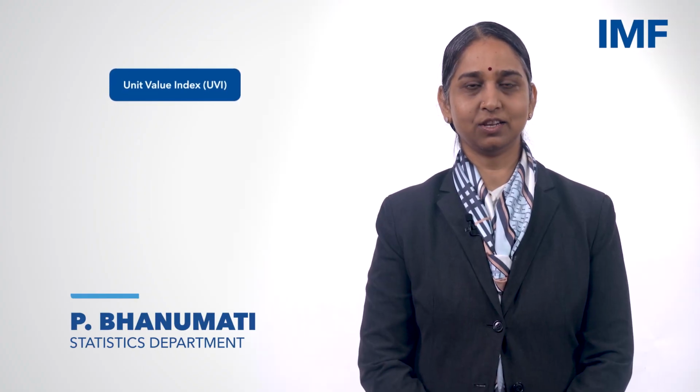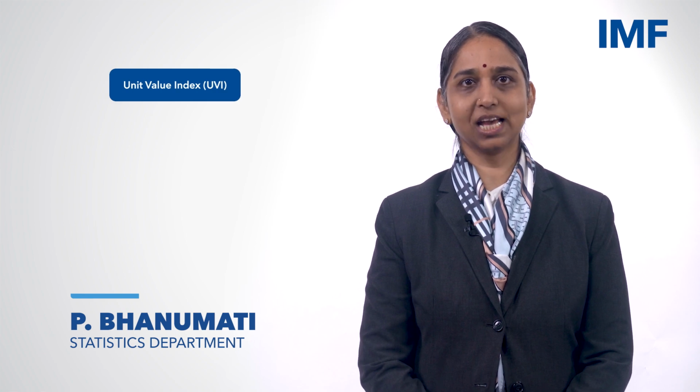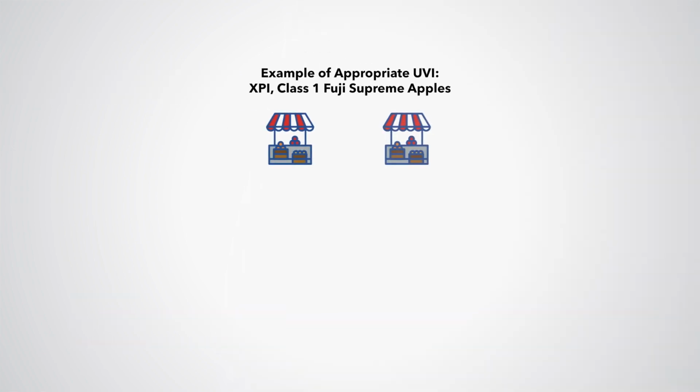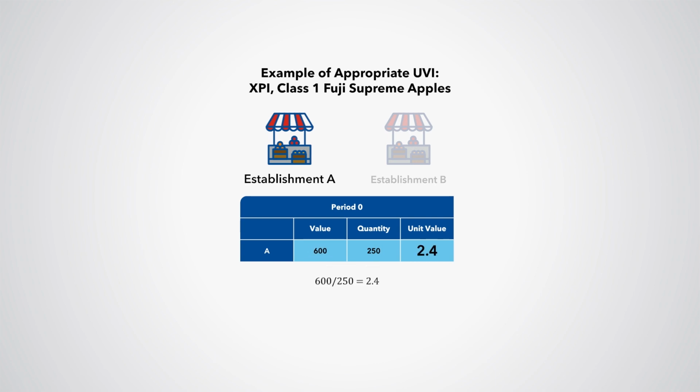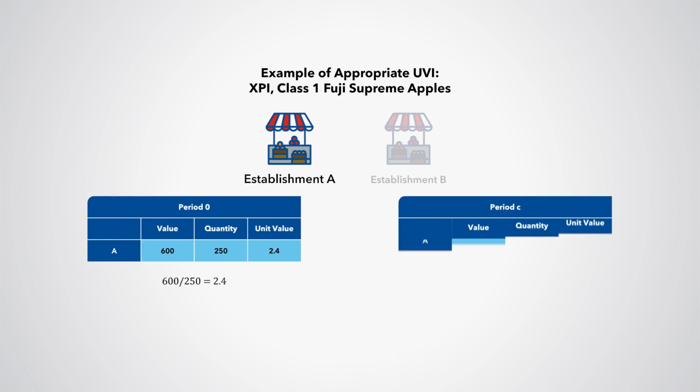Let's look at an example of a unit value index or UVI. Consider two hypothetical establishments A and B, both exporting Class 1 Fuji Supreme apples that meet the same size, quality and color standards. Establishment A sells 250 apples for $600 in period 0, which works out to a cost of $2.40 per apple. In period C, establishment A exports 100 apples for $240.